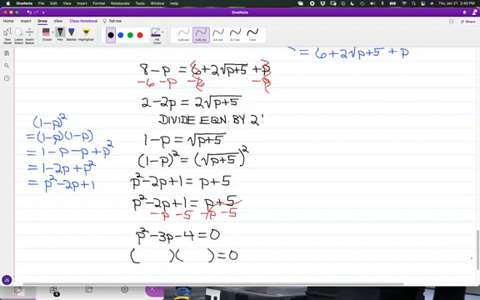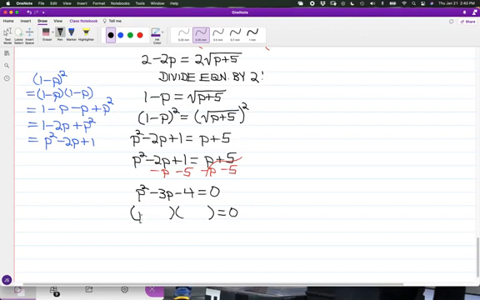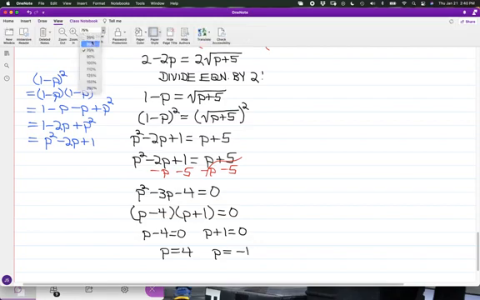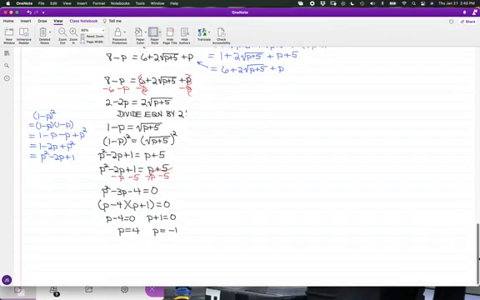And in factoring, for p squared minus 3p minus 4, we have as one factor p minus 4, and the other we're going to have p plus 1. So we have p minus 4 equal to 0. We're going to have one apparent solution with p at 4. And with p plus 1 equal to 0, we have that p is equal to negative 1.